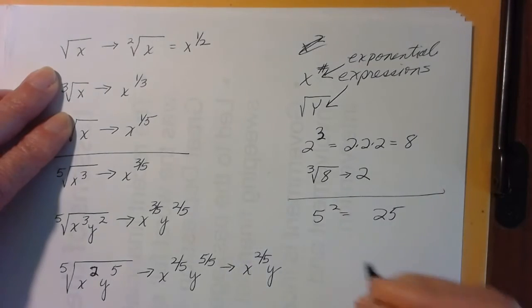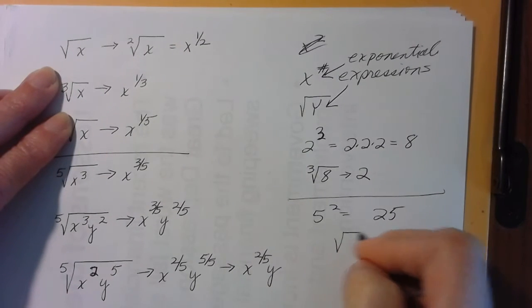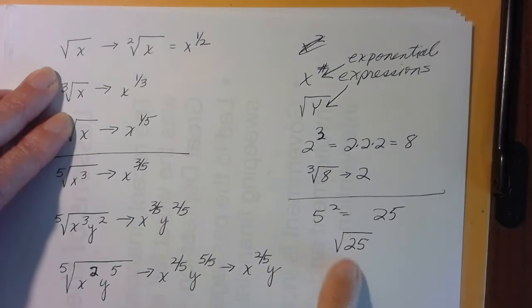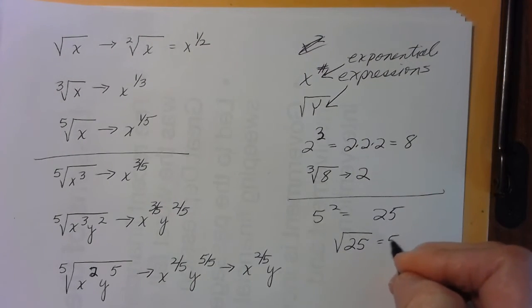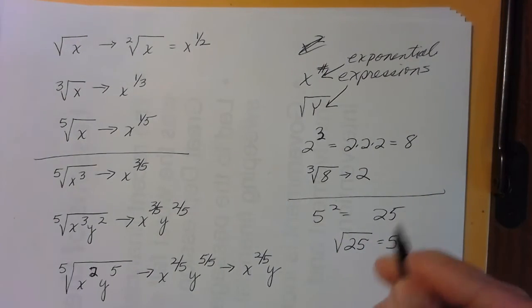Now you've done that probably with something like 5 squared is equal to 25. We all know that one. But what if I had the square root of 25? I think you probably know that that's a perfect square. In other words, what number times itself is equal to 25? And you know that that would be equal to 5. So these are reverse expressions of each other.